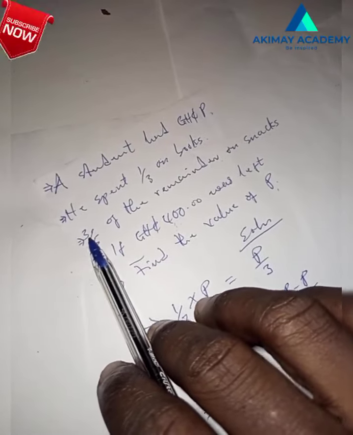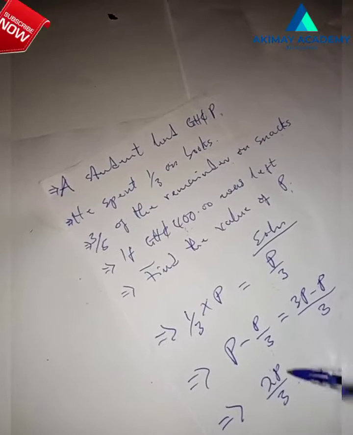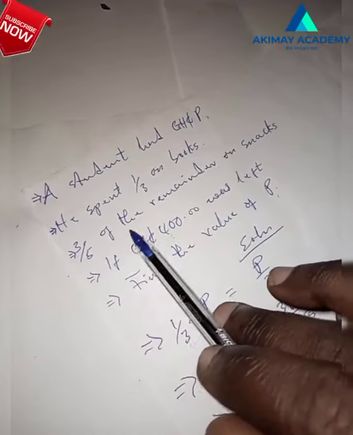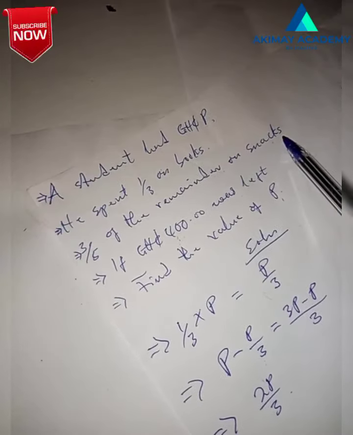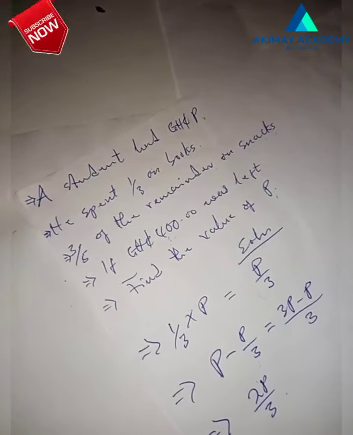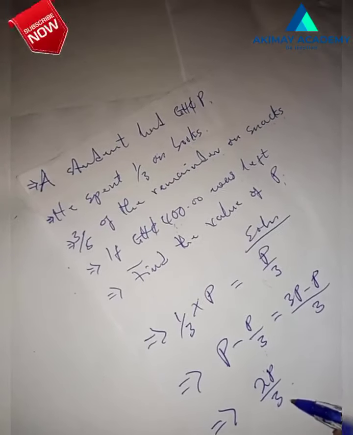Now the question continues and says he also spent 3/5 of the remainder. So out of the remainder, he spent 3/5 of the remainder on snacks. So this is the remaining money, and with this money, he spent 3/5 of it.